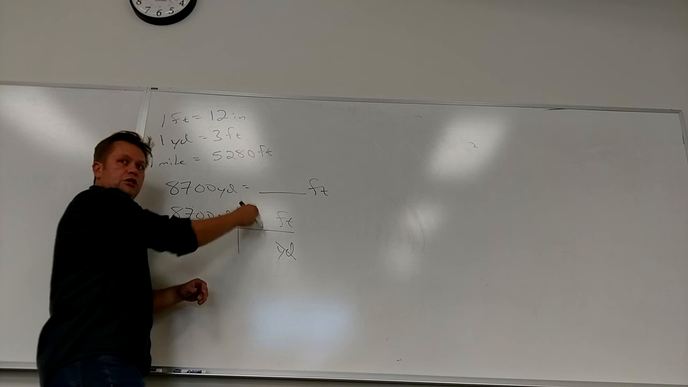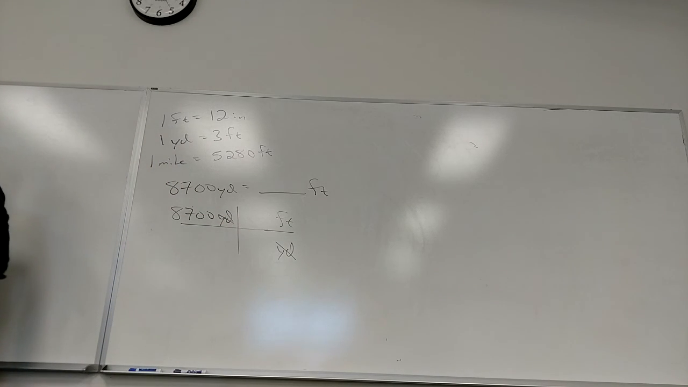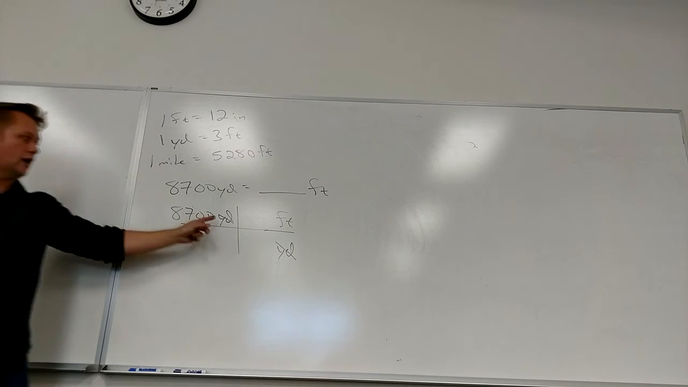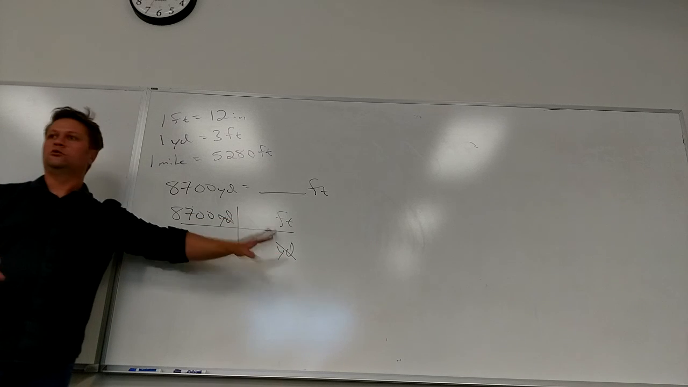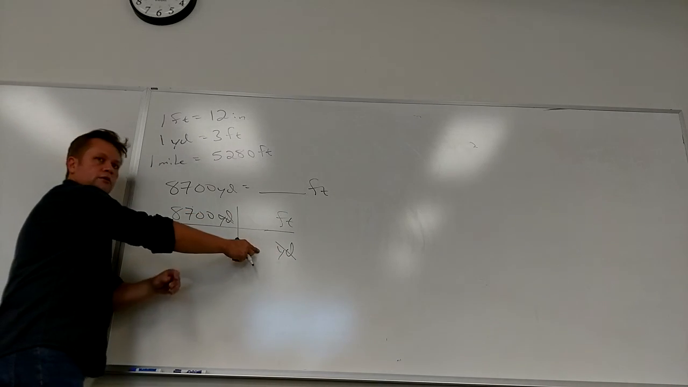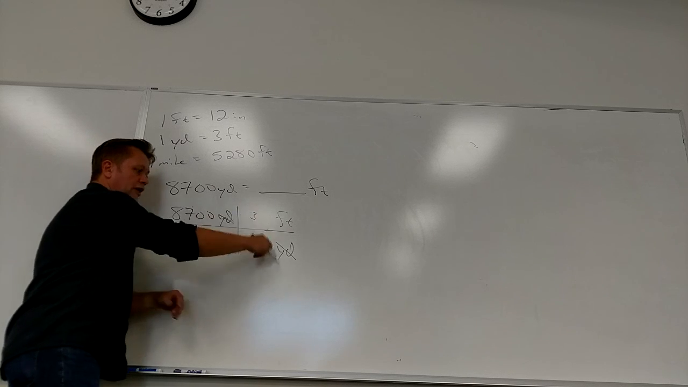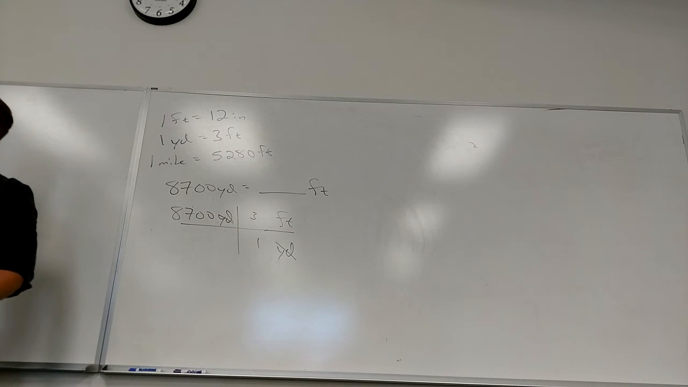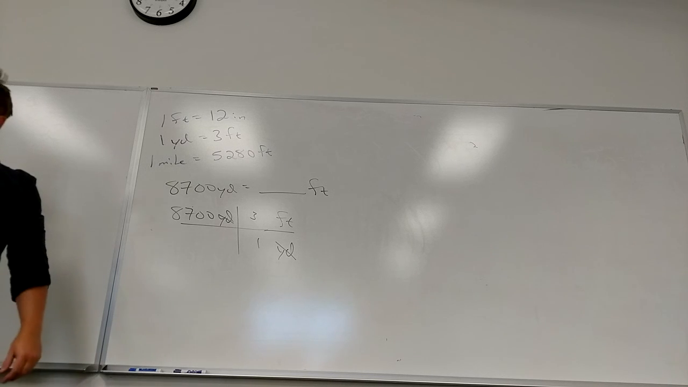So I made this ratio here, right? How did I know where to put yards? I just put it so it would kill the yards that were there that I don't want. So if that was feet, I would have put feet down here. Now how many feet are in a yard? 3. So this ratio, 3 feet to 1 yard, is 1. Because 3 feet is 1 yard.